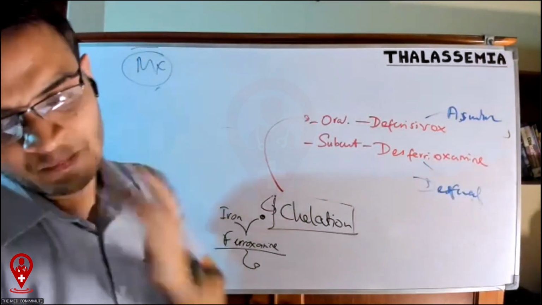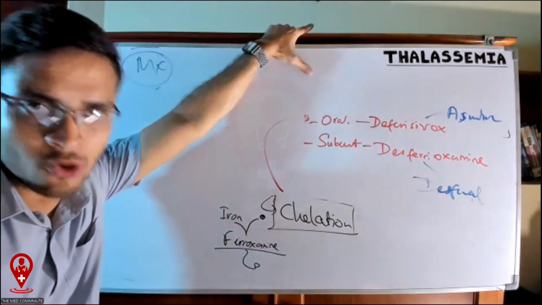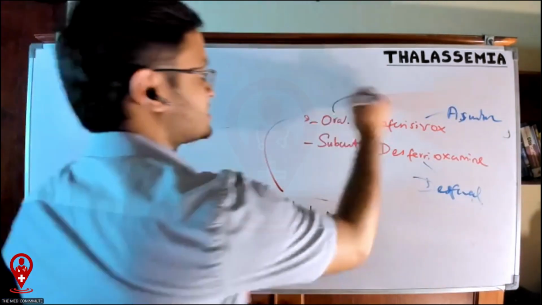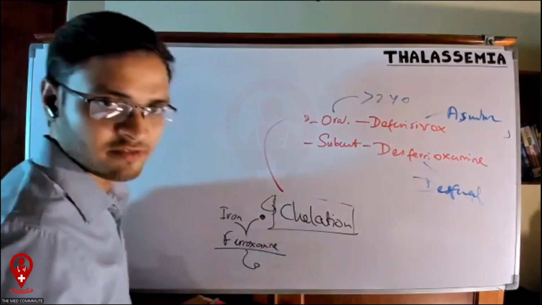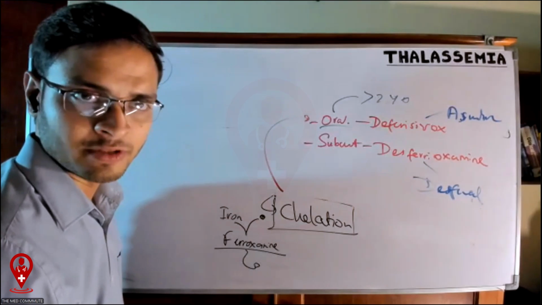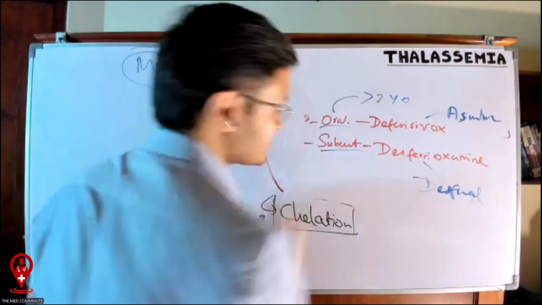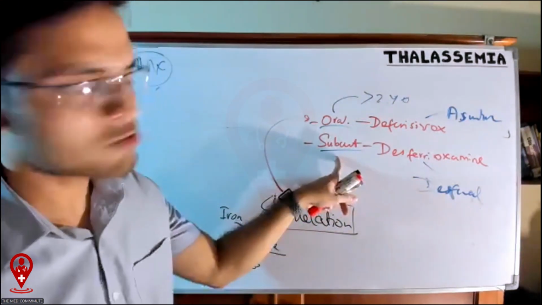Now, how do we decide what to give to whom? Usually, if it's a bigger child, more than 2 years of age, or an adult, we can go with the oral form. But if the child is usually less than 2 years of age, we prefer to go with the subcutaneous form. Now, how is this subcutaneous form given?